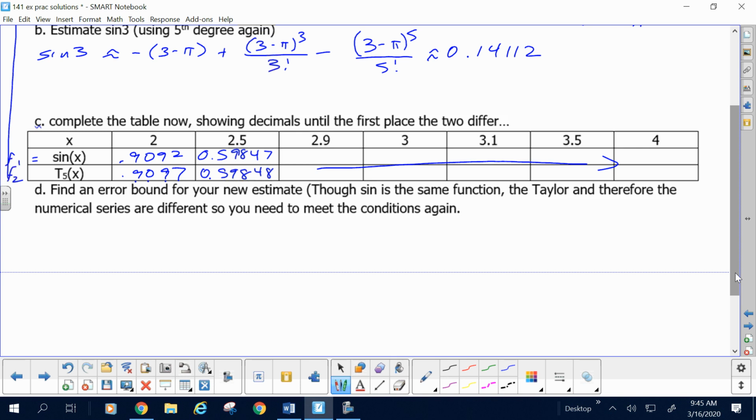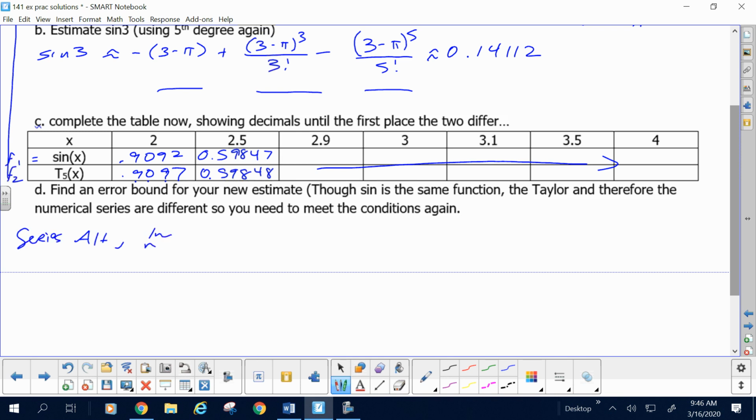All right, and as far as an error bound for my new estimate up here in part B, if I were to look at these terms here, they definitely are alternating.